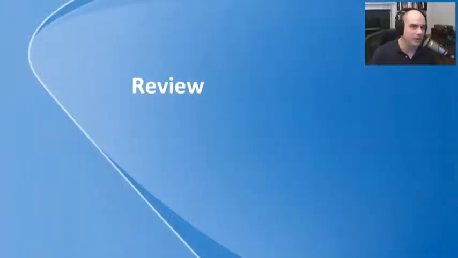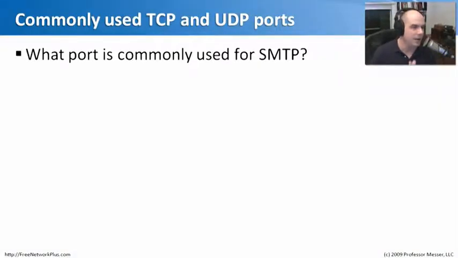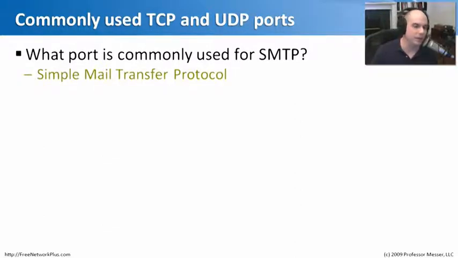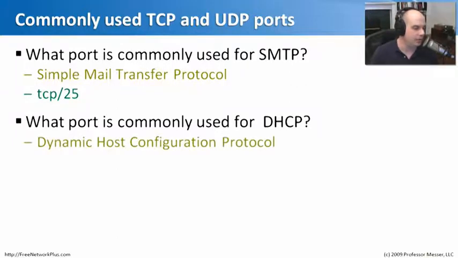Well, how well did we do? Do you remember some of those? Let's go through a few of those commonly used TCP and UDP ports. What port is commonly used for SMTP? You can see you're going to need to memorize quite a few of these if you're going to remember that that's Simple Mail Transfer Protocol, and it's using TCP port 25. Let's do another. What port is commonly used for DHCP? DHCP, of course, is our Dynamic Host Configuration Protocol.